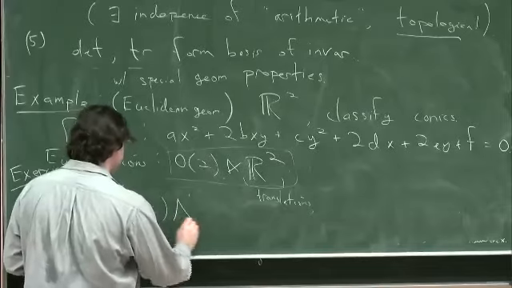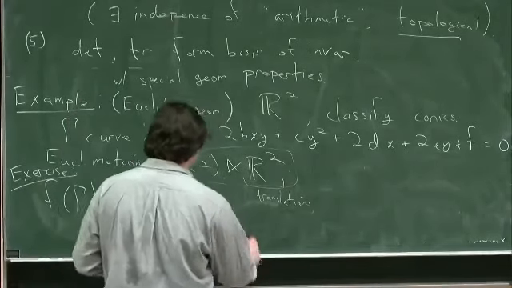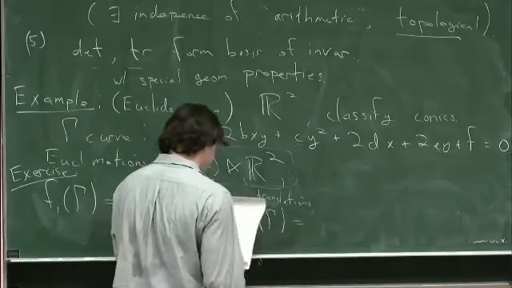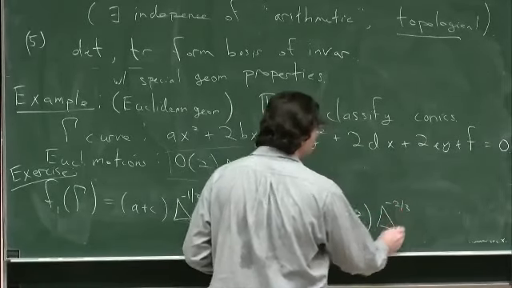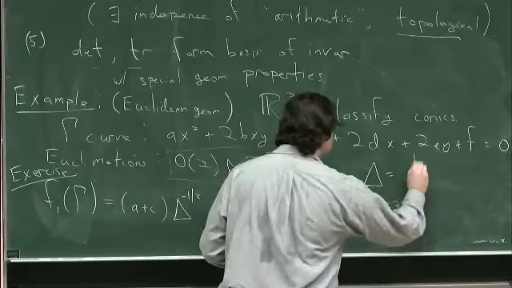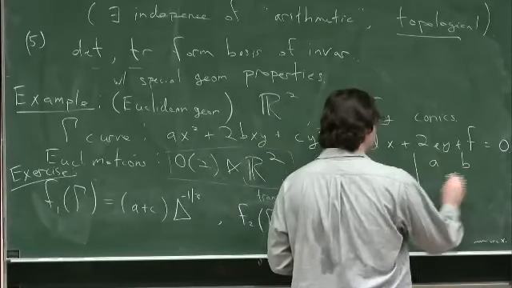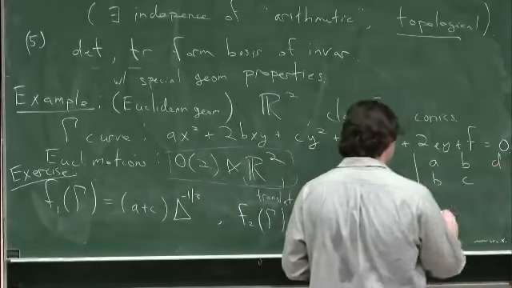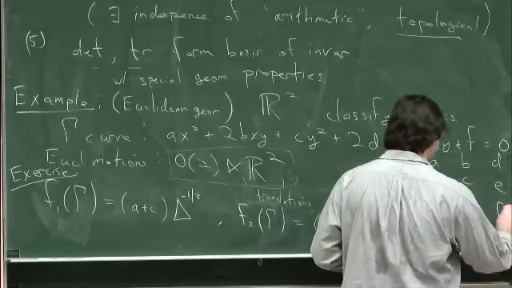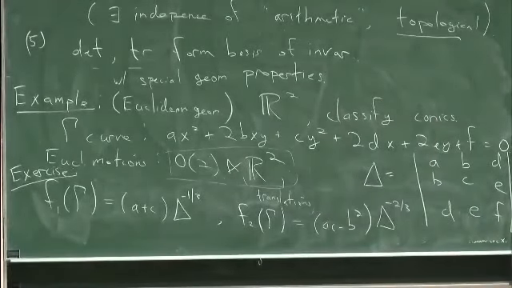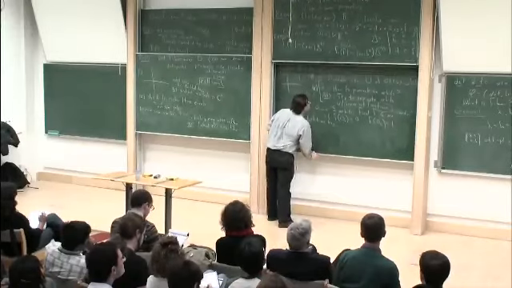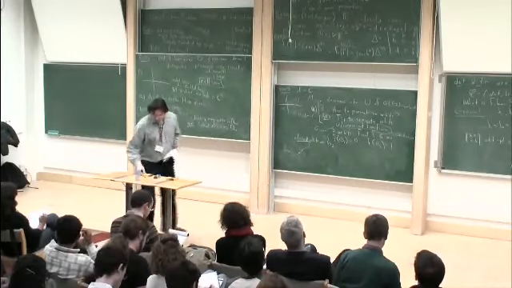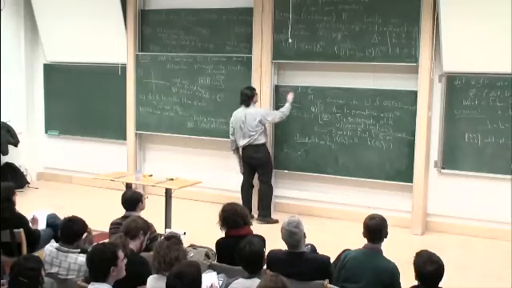F1 of gamma is A plus C times delta to the negative 1/3. And F2 of gamma is going to be AC minus B squared times delta to the negative 2/3, where delta is the determinant of the following nice matrix: A, B, D, B, C, E, D, E, F. One can check that these invariants do indeed distinguish all of your conics. So you get your ellipses, hyperbolas, parabolas, appropriately characterized. And you can pick natural representatives with your equations then.